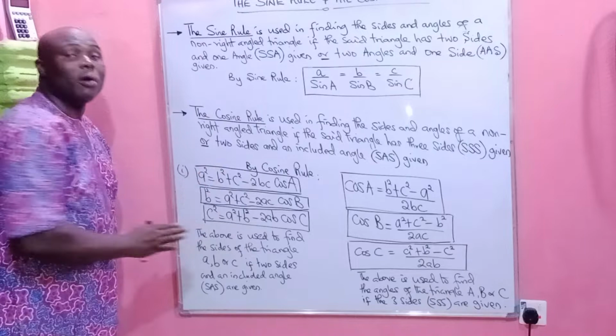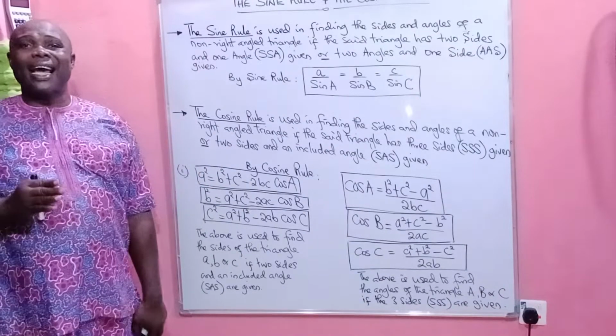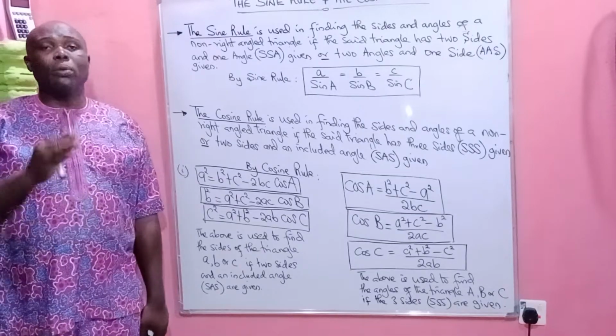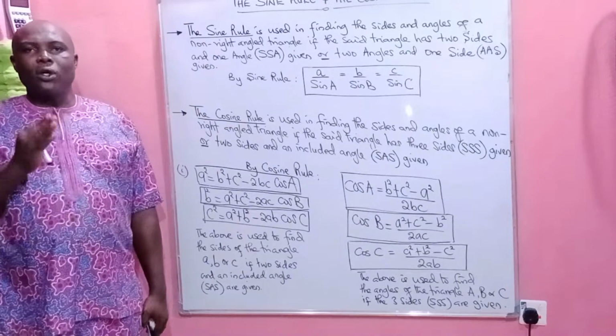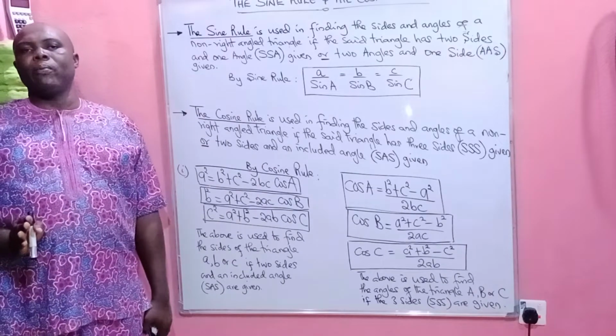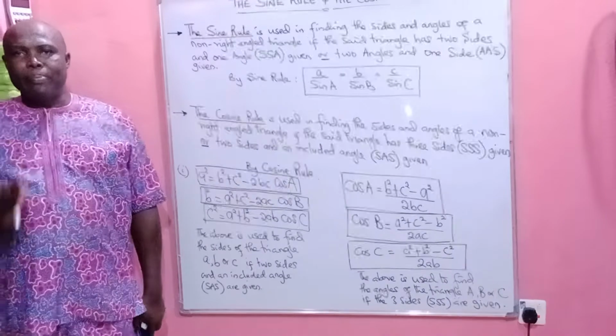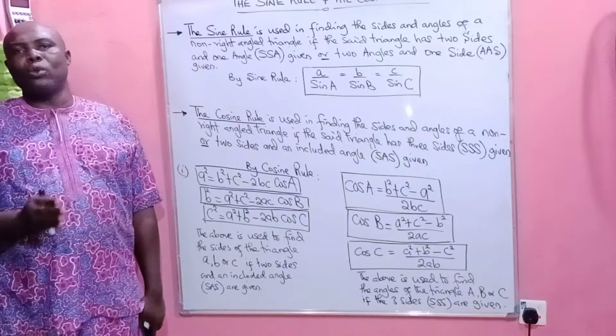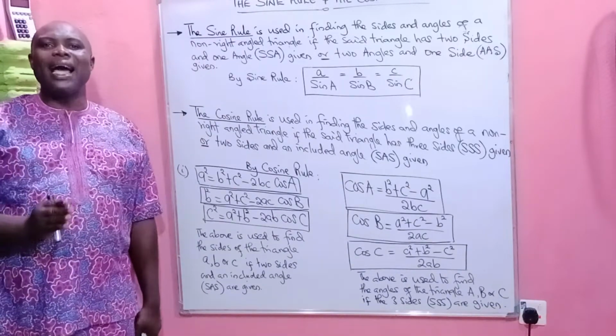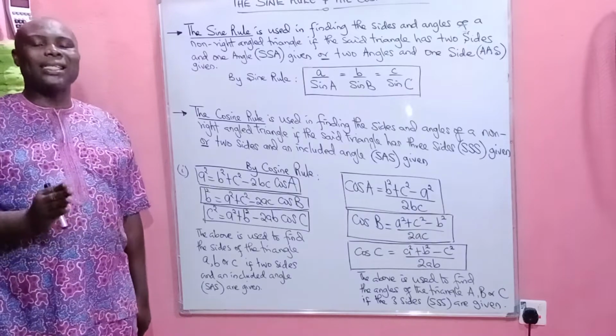You're using these three formulae. If the side you're looking for is side a, you use a squared is equal to b squared plus c squared minus 2bc cos A. If you're looking for b squared, the side b, it means a squared plus c squared minus 2ac cos B.